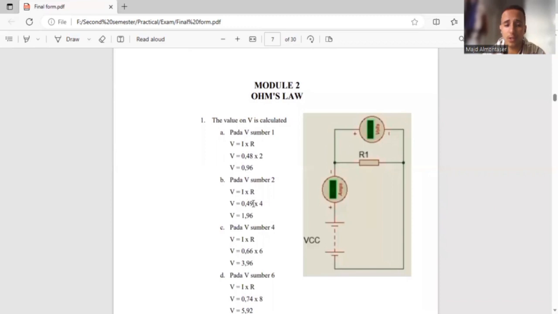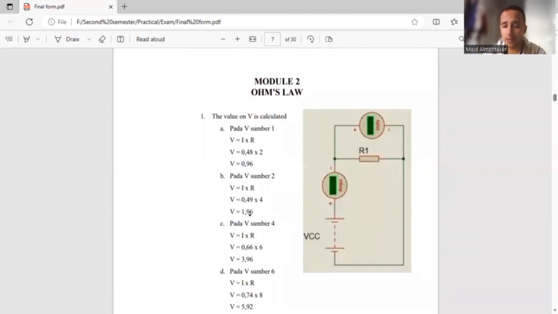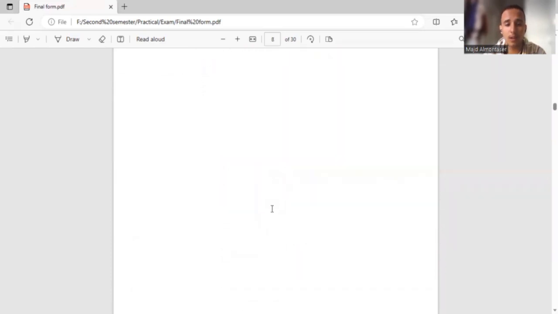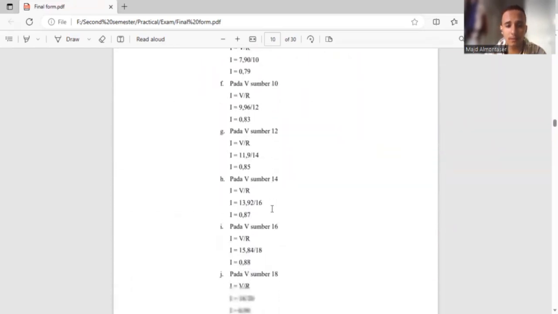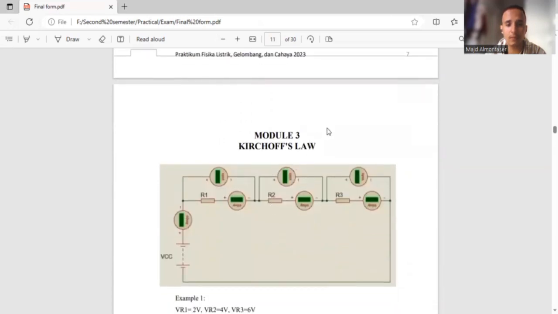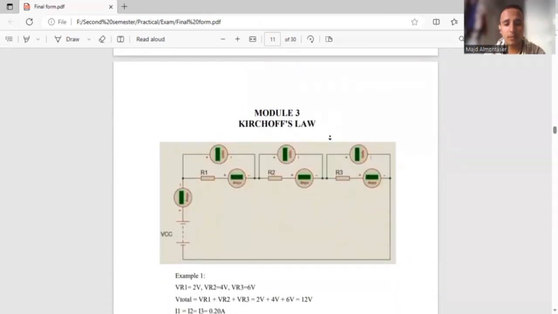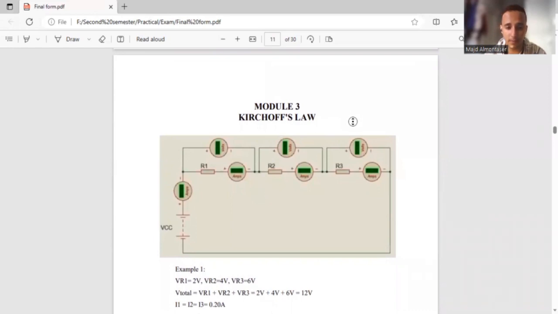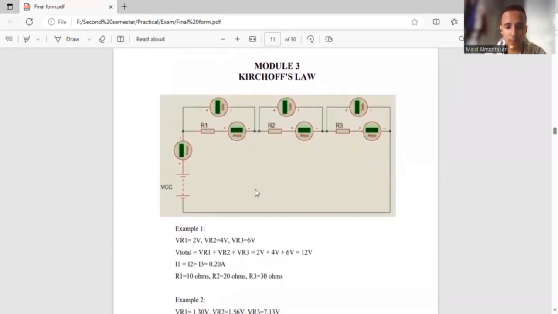Another example, you could change the values and you could multiply them together and you will get the voltage and so on. And here are other examples. And now in module 3, we get Kirchhoff's law. In Kirchhoff's law, we add the whole voltages in order to get the total voltage. So we have here V1 and V2 and V3.